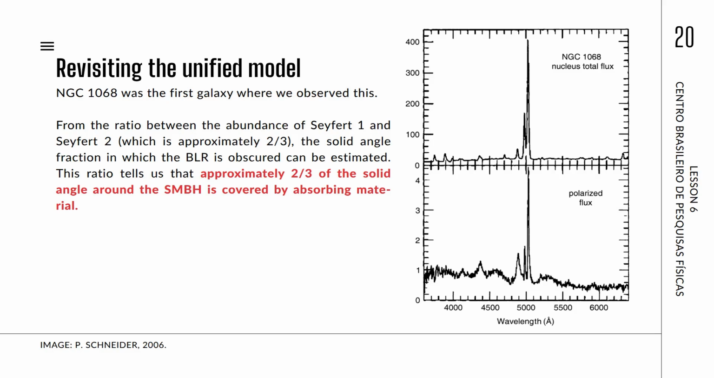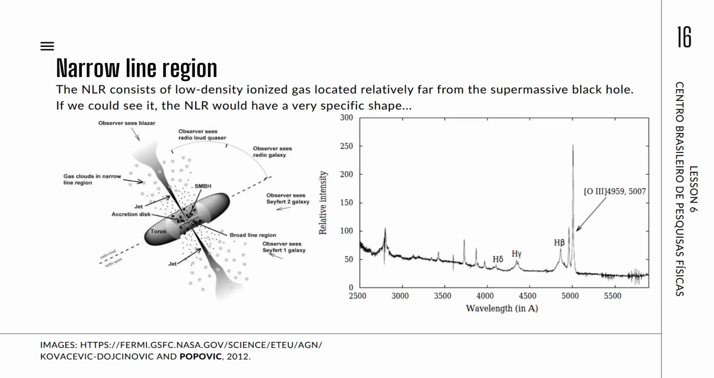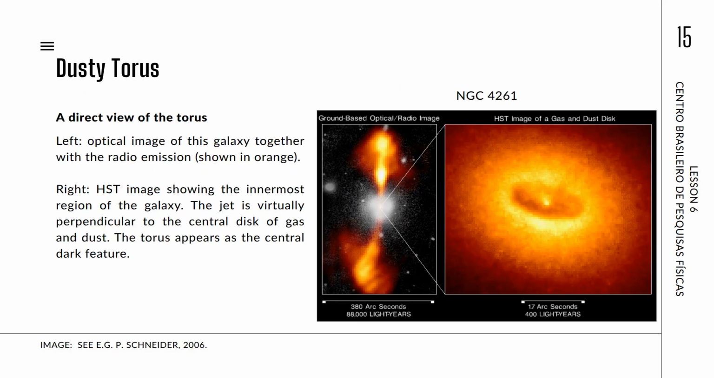Based on the number of Seyfert-1s and Seyfert-2s that we observe, approximately 2/3, I don't remember exactly, of the solid angle around the black hole is covered by absorption, because 2/3 of the Seyferts that we observe are of type 2, observed directly without the polarimetry. So in this case of AGN, the torus is quite small, so it should cover approximately 2/3 of the whole sphere around the black hole.